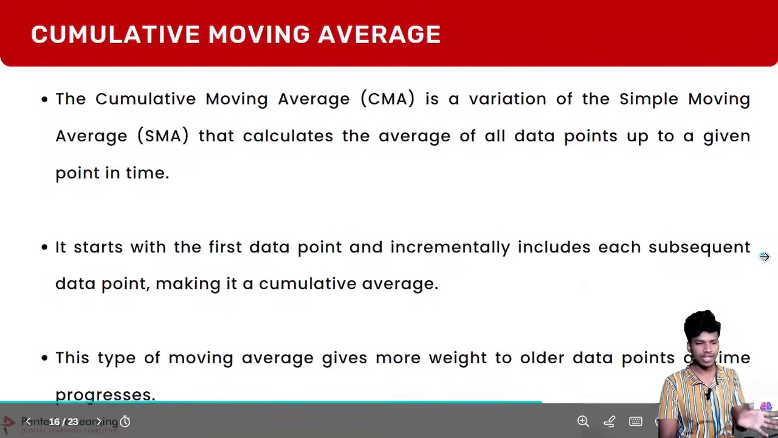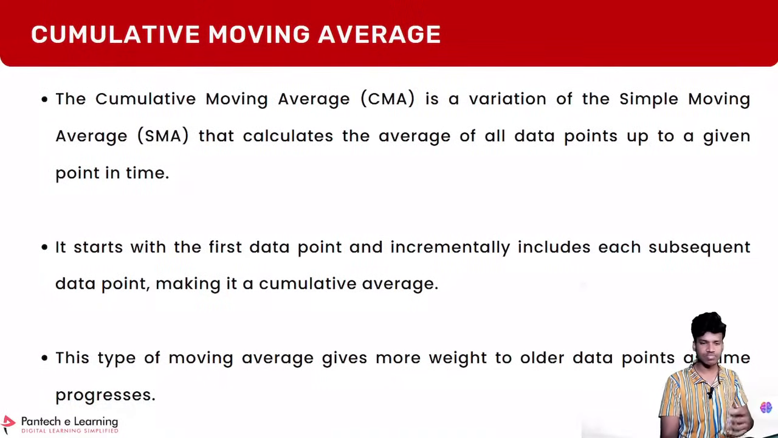Next is the cumulative moving average. That is another technique, a variation of SMA. It calculates the average of all data points up to a given point in time. It starts with the first data point and incrementally includes each subsequent data point, making it a cumulative average. And this type of moving average gives more weight to older data points as time progresses.